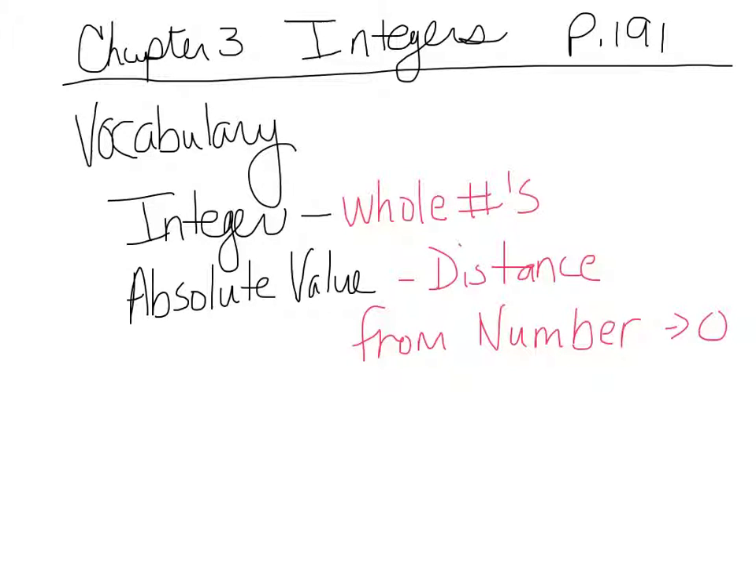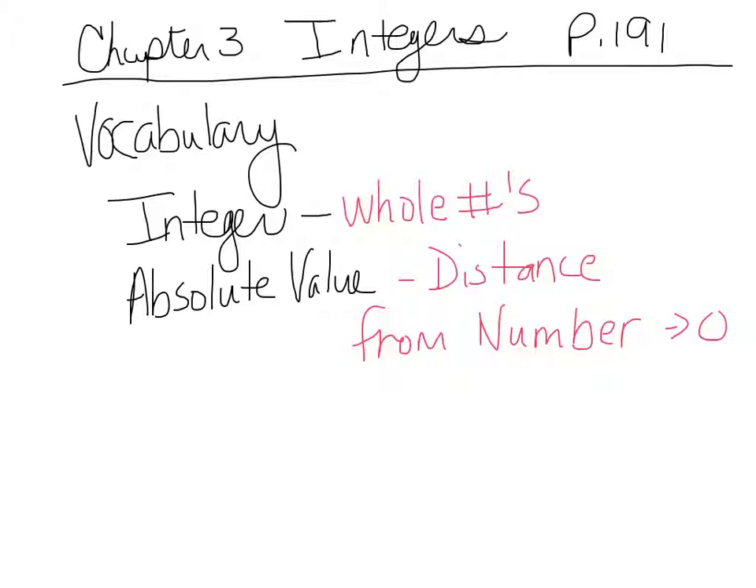Hello. And now we're in chapter 3, and it's on integers. And in the book, it's on page 191, so follow along. And the essential question is, what happens when you add, subtract, multiply, and divide integers?